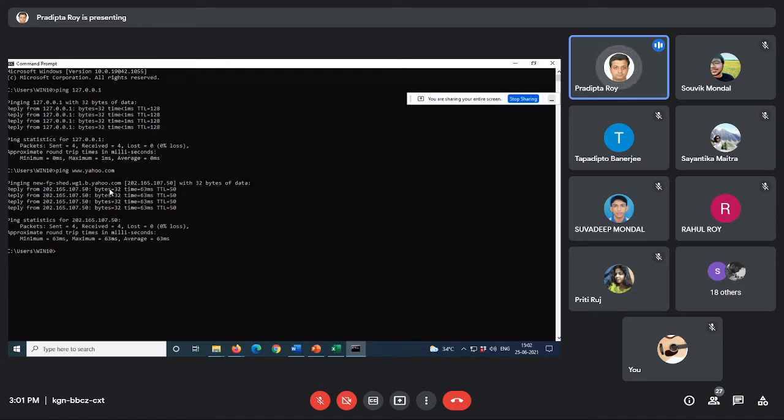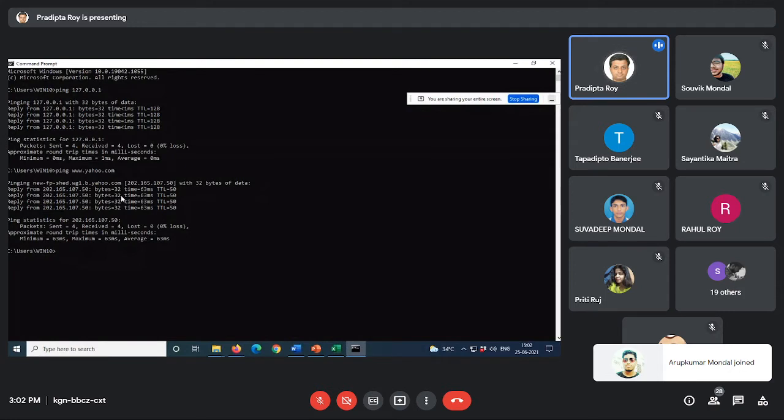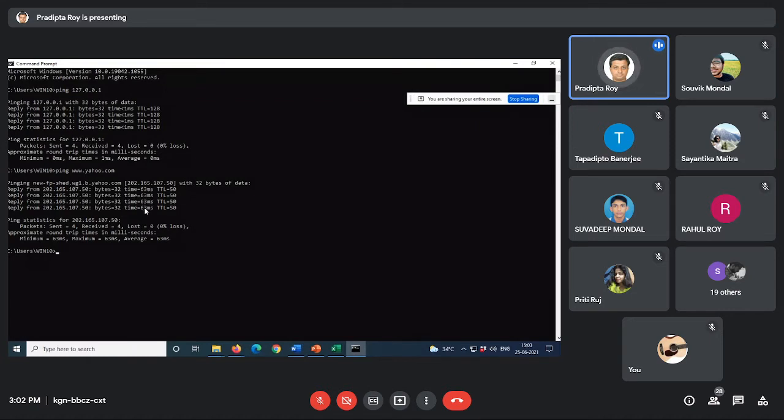Okay, and in Windows always 32 bytes of data is sent, and in case of Linux, a 64-byte ICMP packet is sent. Now this is the time difference based on which the acknowledgement is received from the Yahoo server. As the line is steady, that's why I got a steady response. Always it is 63 milliseconds for all four packets. That proves my internet line is quite steady. It is not fluctuating. Okay, and the TTL value is 50.